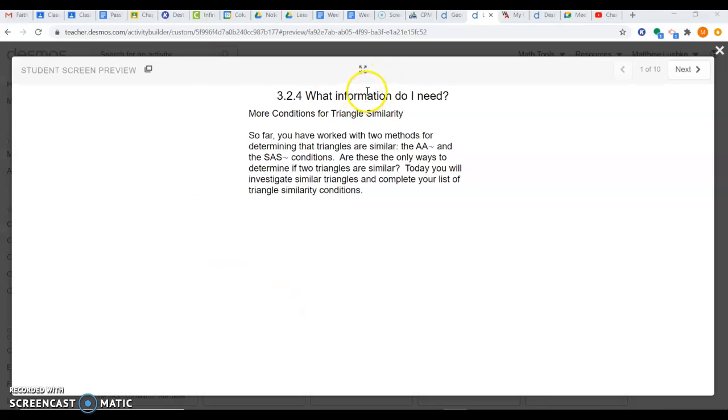Alright, here is the video guide for lesson 3.2.4, and we're going to look for another condition of triangle similarity. The ones we're familiar with again are angle-angle similarity and side-angle-side. Is there another one we can discover here today?